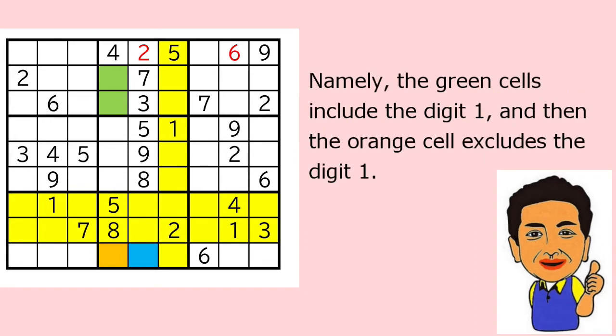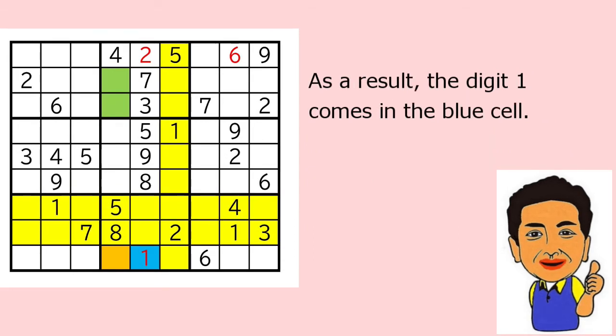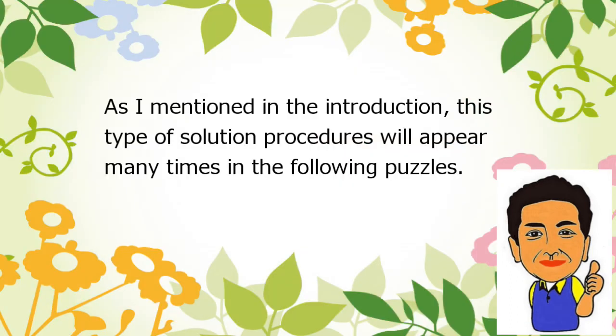Namely, the green cells include the digit 1, and then the orange cell excludes the digit 1. As a result, the digit 1 comes in the blue cell. As I mentioned in the introduction, this type of solution procedures will appear many times in the following puzzles.